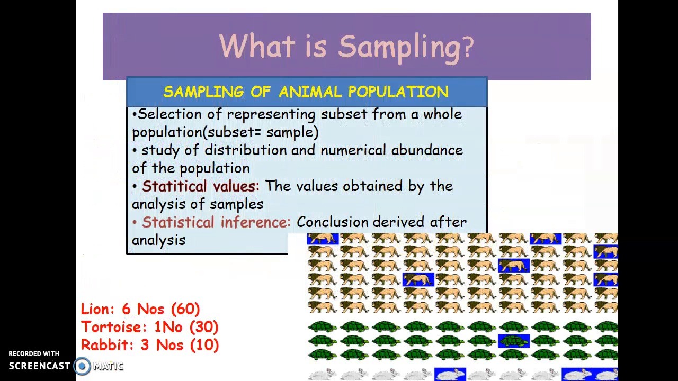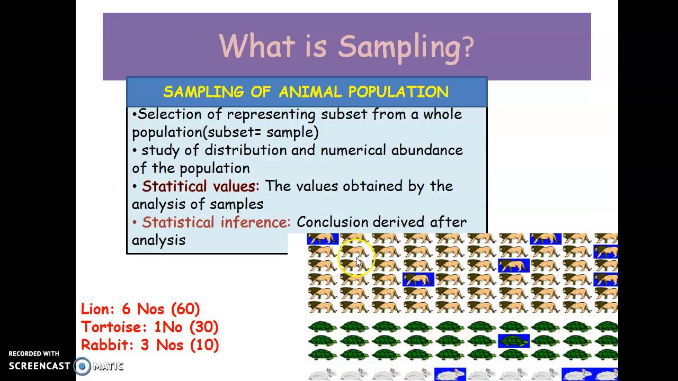Then what is meant by sampling? Sampling is generally done in animal populations. Sampling is a method of selection of a representative subset from a whole population, and the subset is called a sample. Here you can see that there are 3 different kinds of populations: a lion population, a tortoise population, and a rabbit population.